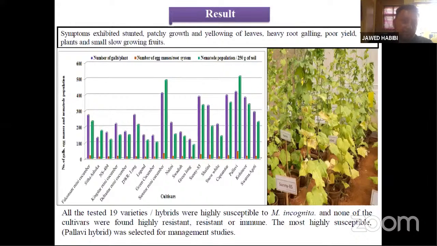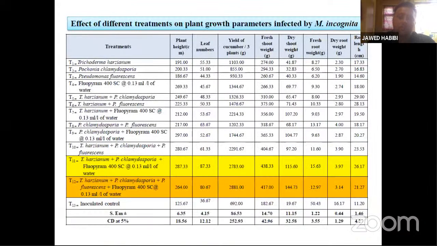And also during this screening, all of these 19 varieties and hybrids were highly susceptible, and none of them was found highly resistant or immune. The most highly susceptible one, named Pahlavi hybrid, I then selected for my management studies. From the management studies, my observations were the plant growth parameters and nematode parameters.